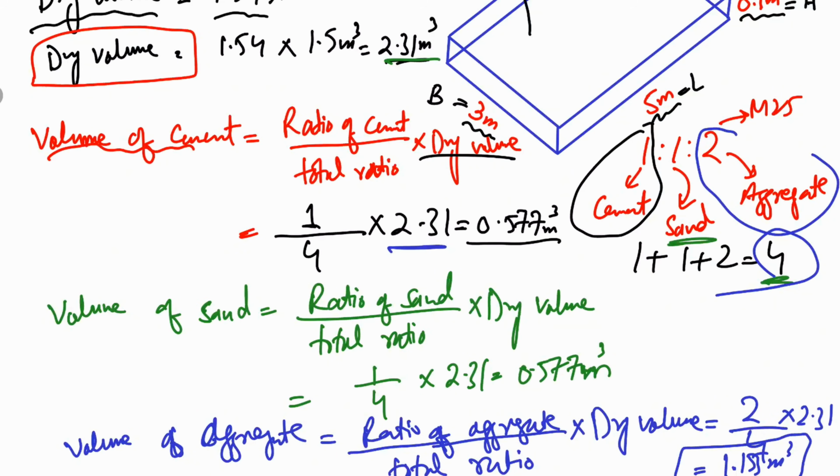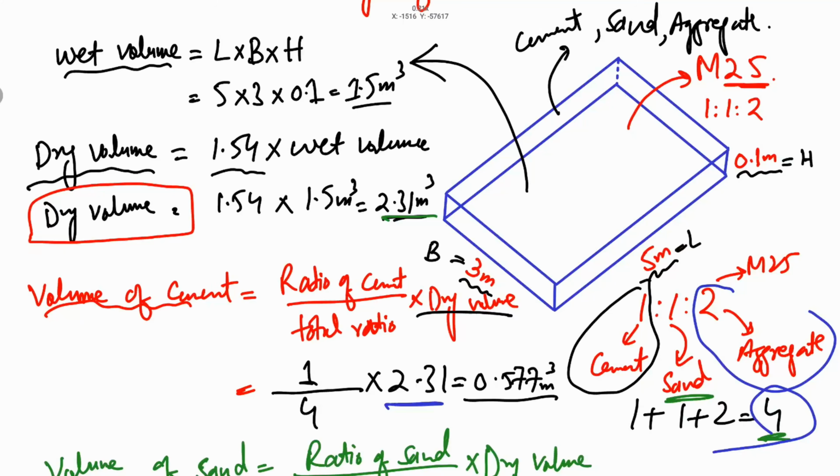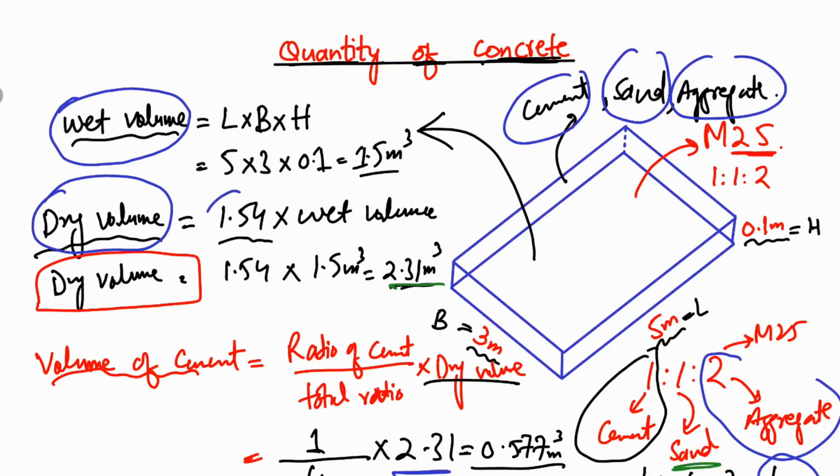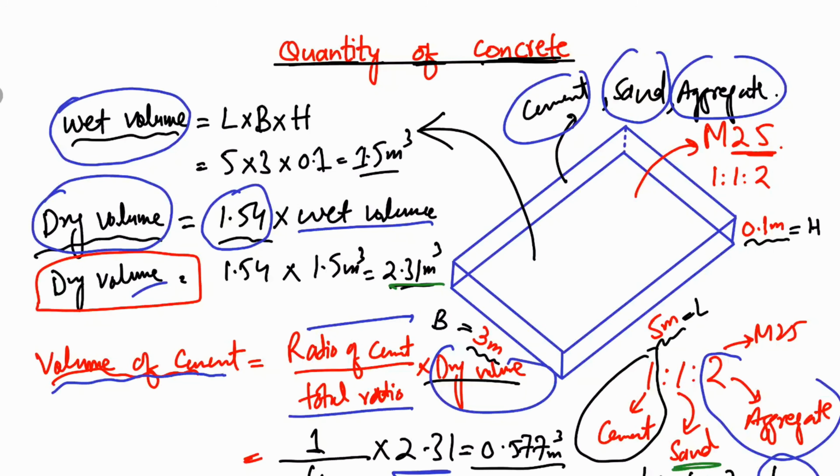So this is the very simple way to find out the volume of the cement, the volume of the sand, and the volume of the aggregate for any kind of slab system. You just have to keep in mind this simple formula: first you find out the wet volume of the slab, then the dry volume, which is 1.54 multiplied by the wet volume, and then you multiply by using this formula. For example, if you want to find the volume of the cement, then simply take the ratio of the cement divided by the total ratio, multiplied by the dry volume. In the similar way, you find the volume of the sand and also the volume of the aggregate.